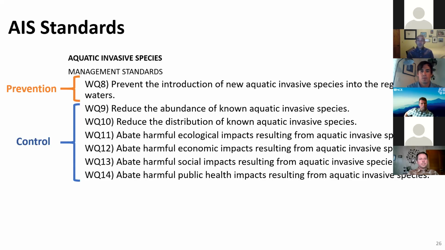So we expect that if we reduce the abundance of AIS in the lake, that there will be ecological benefits to the lake, that there will be economic benefits, that there will be social and public health benefits. But all of those benefits are derived through our reduction of both the abundance and the distribution of those species.